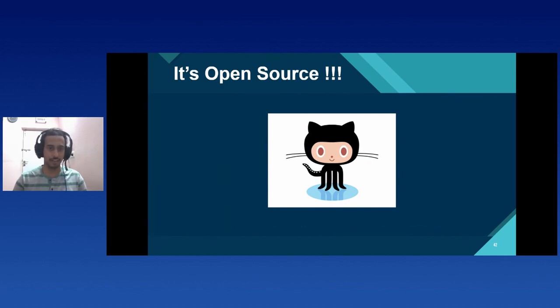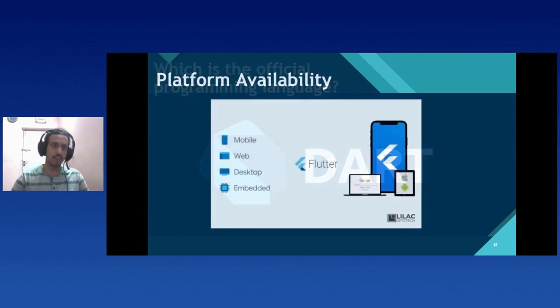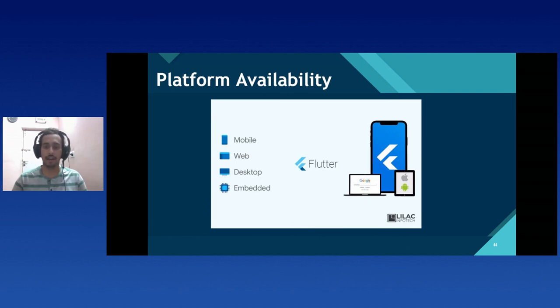And the last thing is, it's completely open source. Just like Python, it's freely available and has many packages. In Python they are called packages; in Flutter, they are called plugins. So the official language for Flutter is Dart. It's kind of similar to Java. There is also platform availability. A single Dart code can be run on mobile devices like Android and iOS, on the web, and on the desktop: Linux, macOS, and Windows. It has even started working on embedded devices like Raspberry Pi and Arduino.